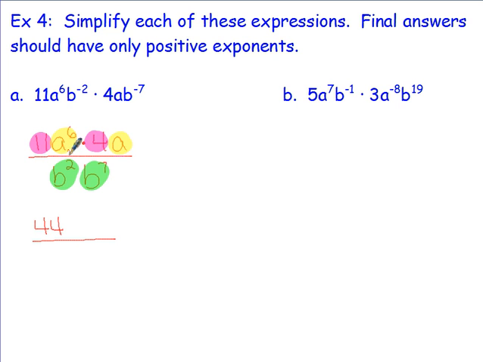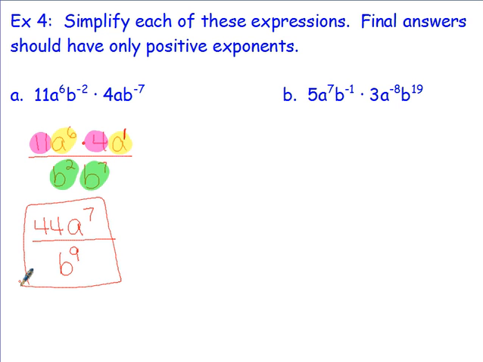A's are side by side. So 6 plus 1 makes 7 A's on the top. We got B's on the bottom. They are both on the bottom side by side. 2 plus 7 makes 9 B's on the bottom. And we're done.